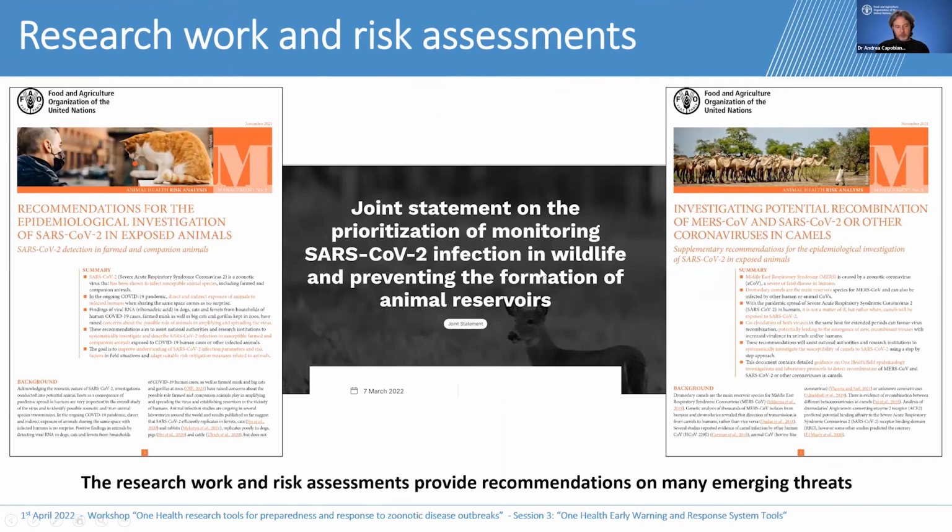But we do not only do this alone. The 3 organizations, Tripartite Plus as well, and only FAO, we also do research work and risk assessments on a country basis. And this initiative allows the research work and risk assessment to provide recommendations on many emerging threats. This is very, very important, especially for the countries.